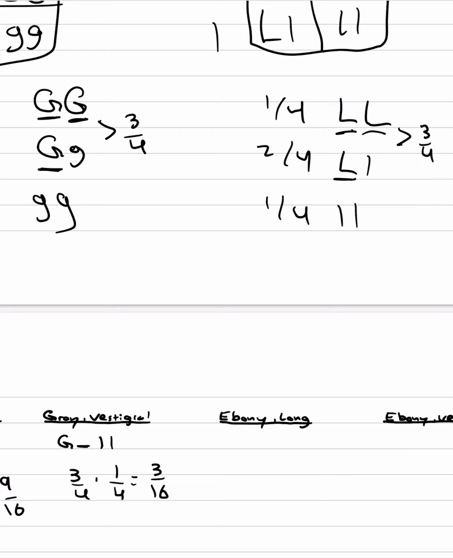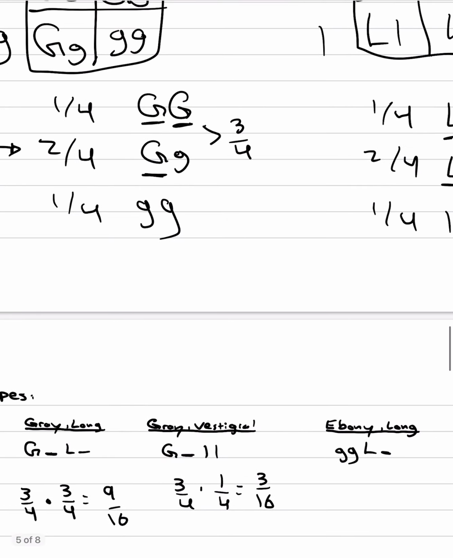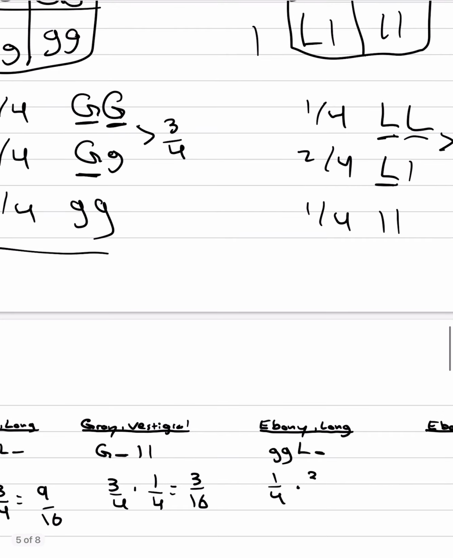To have the ebony color with long wings, you have to have 2 little G's with a big L, and the other allele doesn't matter. So we're going to multiply the ratio of having 2 little G's, or being homozygous recessive at the G locus, and that is 1 out of 4, as we can see over here. So 1 out of 4 times the ratio of having long wings, which is 3 out of 4, equals 3 out of 16.